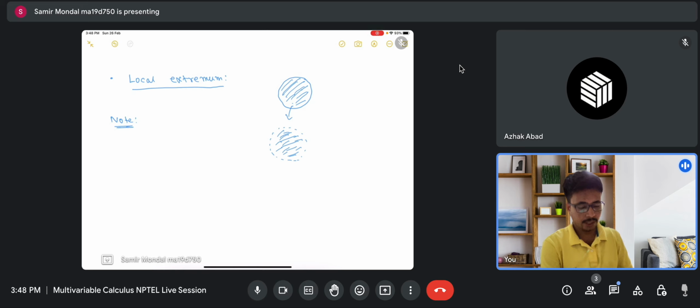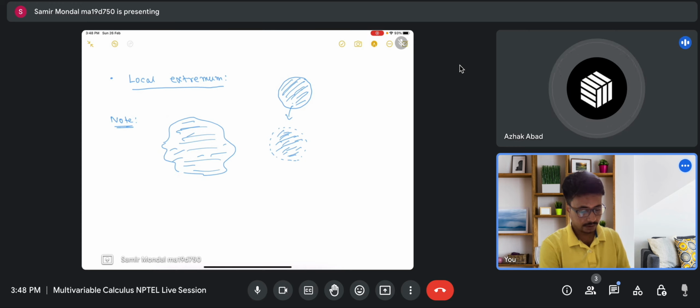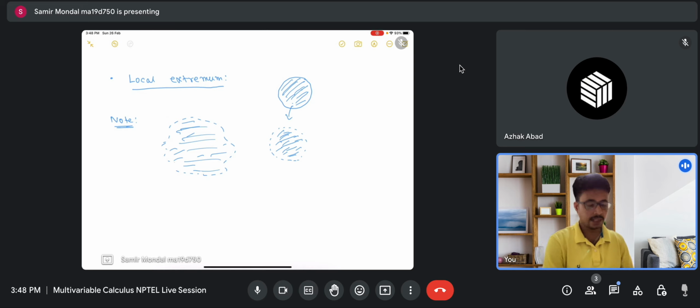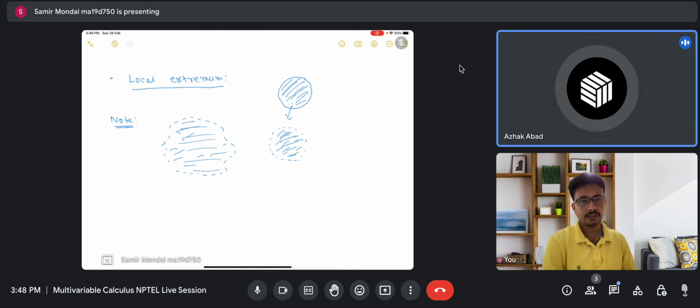Okay, suppose you have one region like that, a full region. So what is the interior point of this region? We will remove only the boundary point. This one we will remove. Then we will get the interior point. This is the approximate concept of interior point. There is a topological definition, but I am not going for those things. Okay, got it, sir.